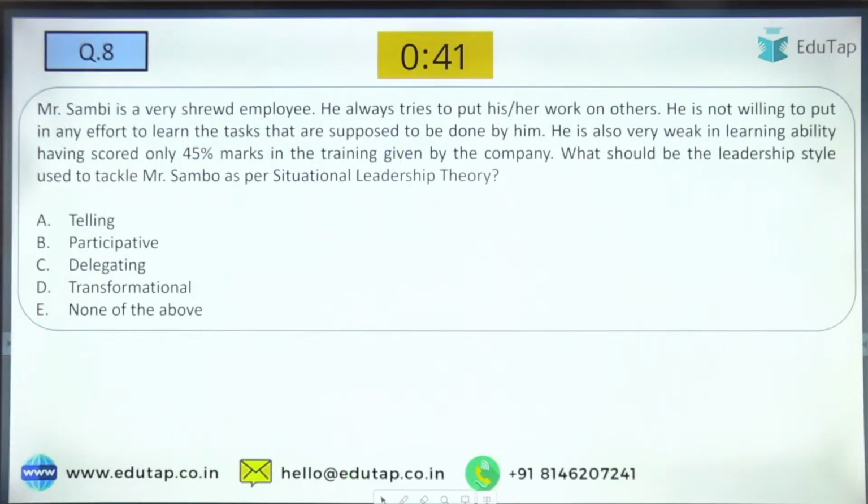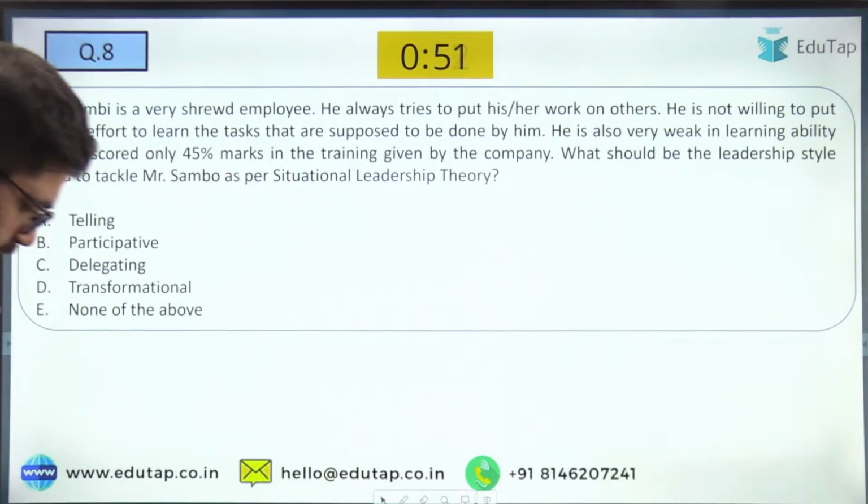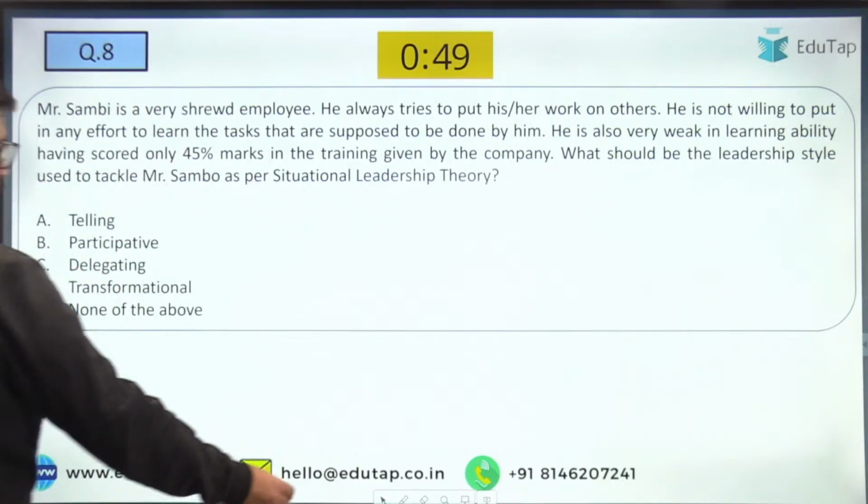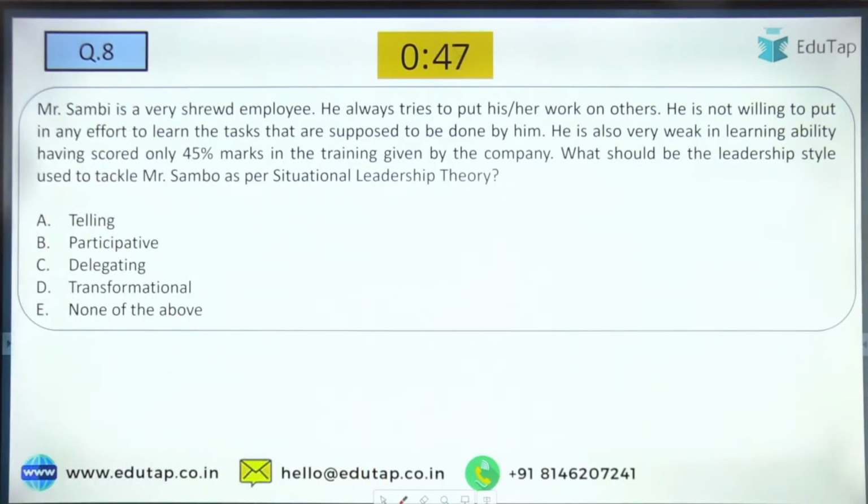Chaliye, now let's move to question number 8. This is again a phase 2 level question. Try to listen to the question and then only answer it. Mr. Shambi is a very screwed employee. He always tries to put his work on others. He is not willing to put any effort to learn the tasks that are supposed to be done by him.